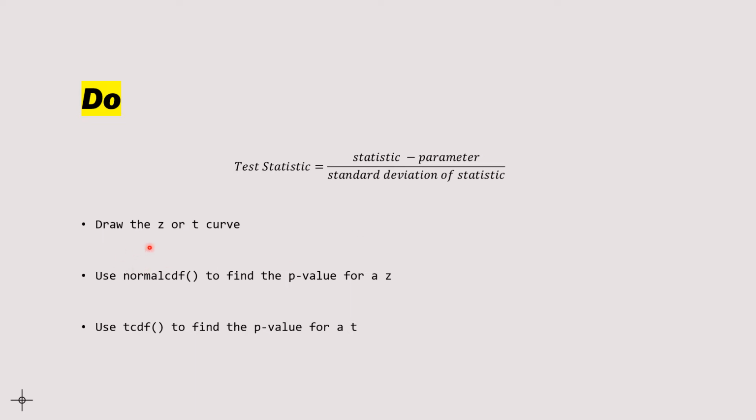Make sure you draw your curve because they want to see that you know if it's above or below wherever your bounds are, or on both sides. So you just do a quick curve and draw where your bound is. Okay, these two bullet points here are for your calculator. Stat test on the TIs: normal CDF to find the p-value for a z, and then t-CDF to find the p-value for the t.